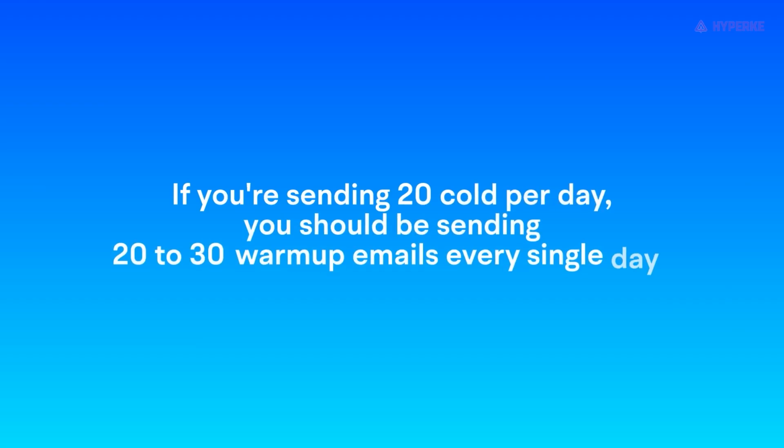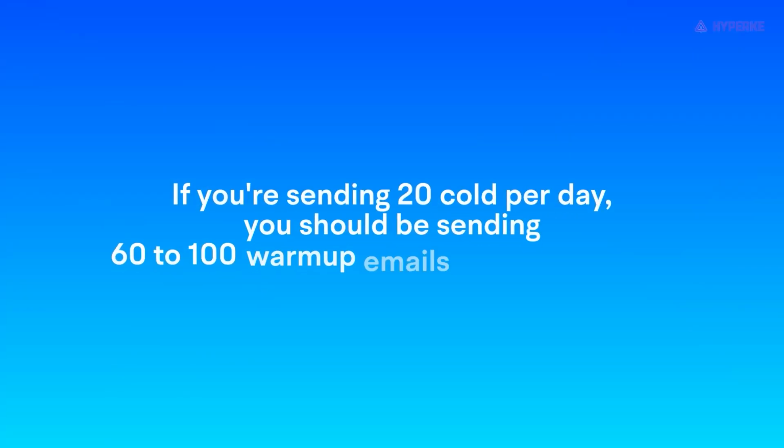On the topic of warmup, I recommend a 1:1 or 1:1.5 ratio for Google inboxes between cold and warm emails. So if you're sending 20 cold emails per day, you should be sending 20 to 30 warm-up emails per day. For Azure accounts, because there are so many vendors selling those, stick to the guidelines that your vendor shared with you. For SMTP, a 1:3 to 1:5 ratio is ideal, which means if you're sending 20 cold per day, you should be sending 60 to 100 warm-up emails every single day.